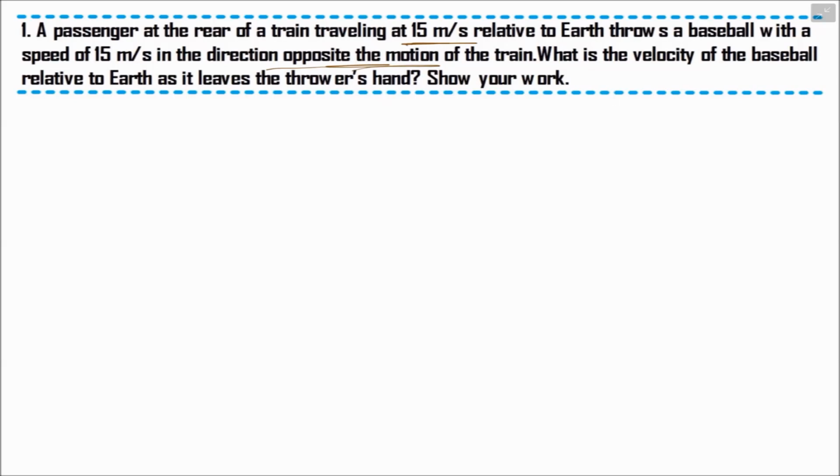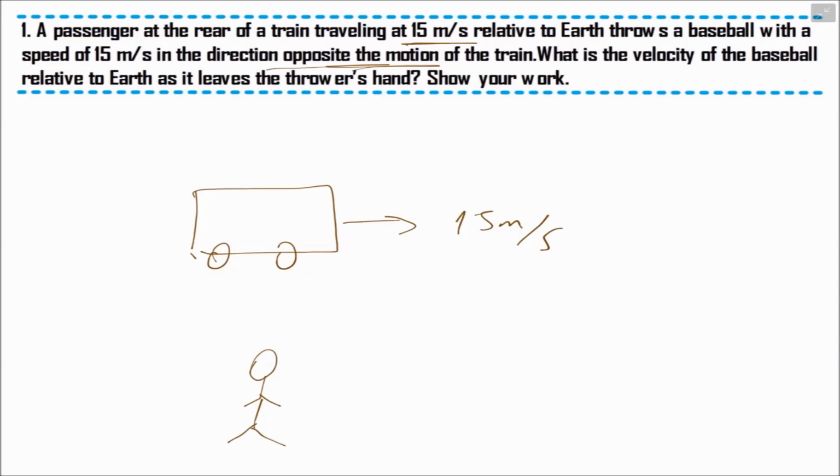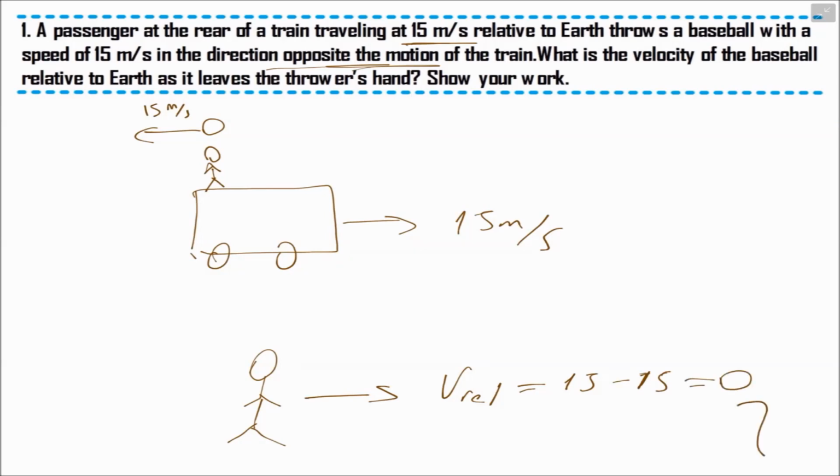So let's say this is the train and it's moving in this direction at 15 meters per second. Here there is a stationary observer, and there is one guy on the train, and he throws a ball. That ball goes in the opposite direction, with the same speed as the train, which is 15 meters per second. So relative to this observer, what's the velocity of the ball? Both velocities are opposite each other, so to calculate the relative velocity, we have to subtract them. 15 minus 15 is 0. Thanks for listening.